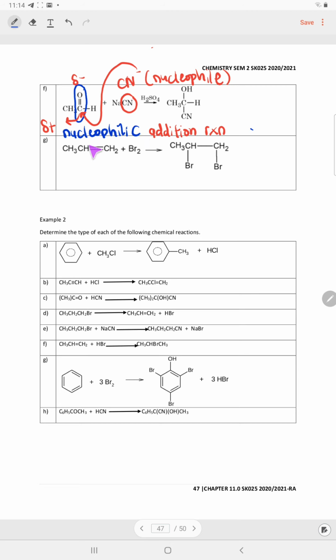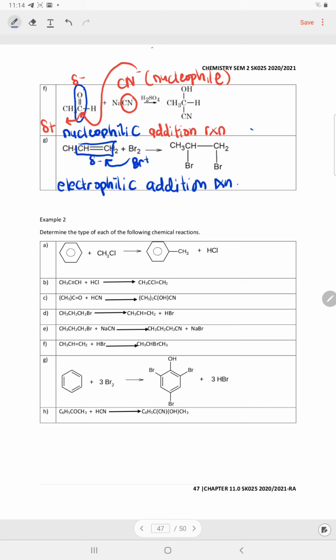Okay, and for the last, also a multiple bond, a carbon-carbon double bond. So this will become the partially negative side. So the positively charged species must be added here, which is Br plus. So the process involved is electrophilic addition reaction.